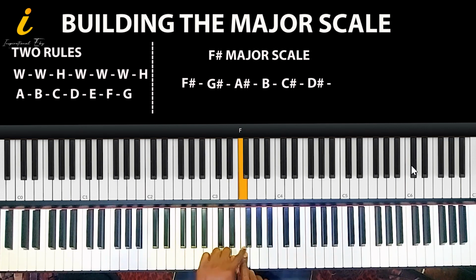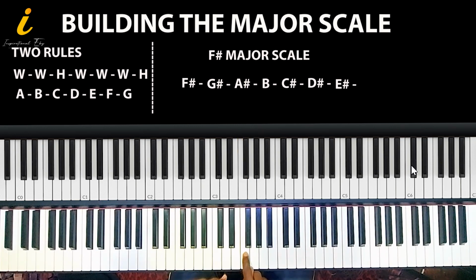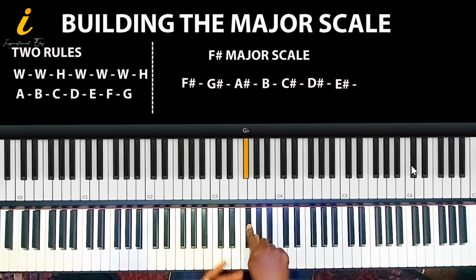And after D is E. So what do we call this? E sharp. Remember, this is E sharp, and not F. There is no F in the key of F sharp. What we have there is what? E sharp. Right? And so the last interval is a half step. After E is F. So we call this F sharp. Right? F sharp.